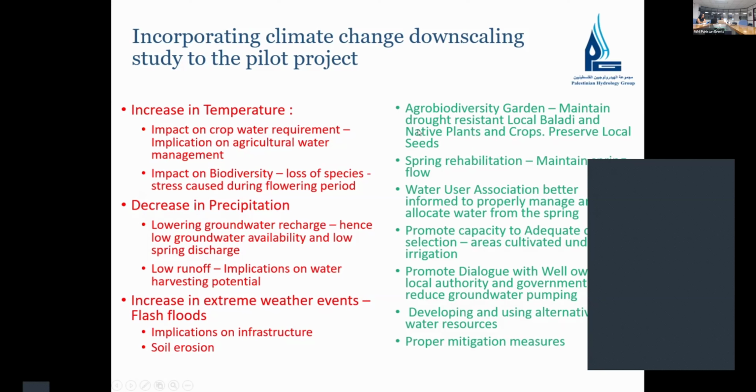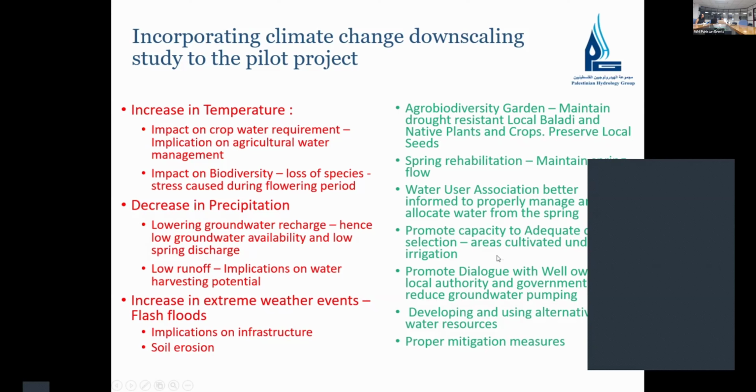In our pilot project, we will make sure that the agrobiodiversity garden will maintain drought-resistant local baladi and native plants, so that we can also preserve local seeds, maintain biodiversity and protect it. Spring rehabilitation will ensure we maintain spring flow all year around, and therefore farmers can use the irrigation water for their agriculture. The Water User Association will be better informed to properly manage and allocate water from the spring to the farmers and to the users.